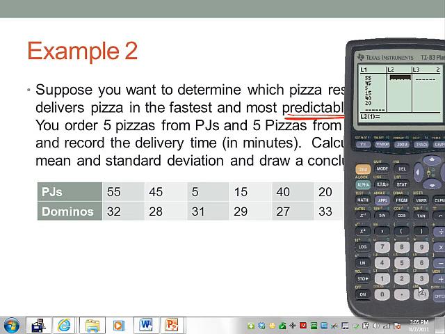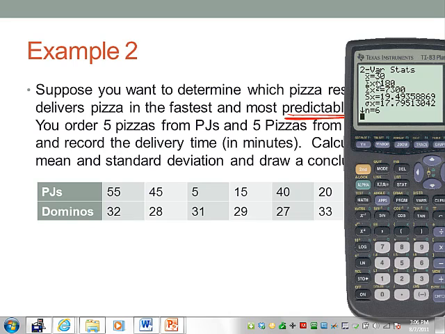We'll put Domino's in for L2. 32, 28, 31, 29, 27, 33. Alright. Now we're going to go to stat, calc, just do 1-variable statistics. And I may be able to do 2-variable statistics here. Let's try that. I don't use that very often. And press enter. And it actually does give it to me.